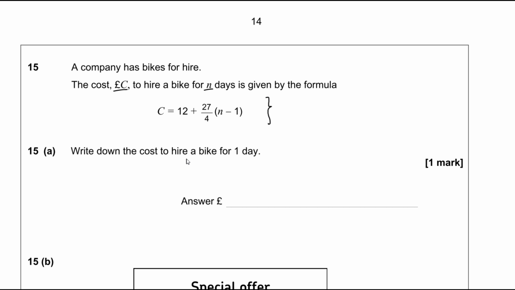Write down the cost to hire a bike for 1 day. 1 day, that means n is equal to 1. So if n is equal to 1, 1 minus 1 will be 0. So the whole term here will be 0. So C is just 12.